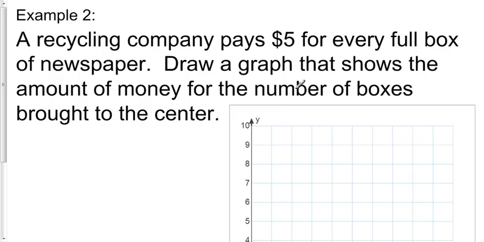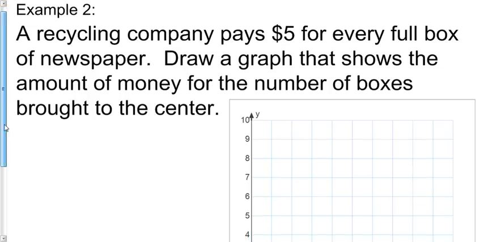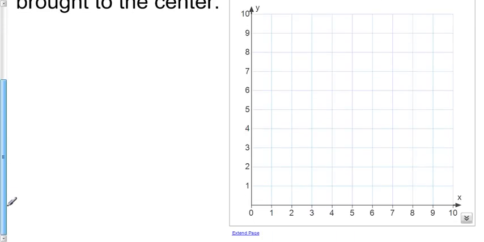Let's try a word problem and see what happens with this graph. A recycling company pays $5 for every full box of newspaper. Draw a graph that shows the amount of money for the number of boxes brought to the center. So we have to remember that we get paid $5 every time we have a full box of newspaper. Filling it halfway there or 3/4 of the way there doesn't make you any more money. Okay, so along the x-axis, I'm going to have the number of boxes, and along the y-axis, I'm going to have the money.